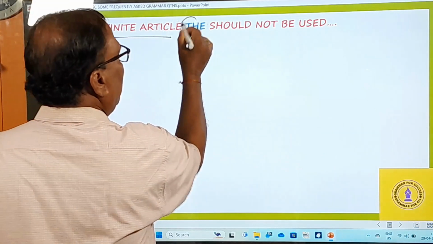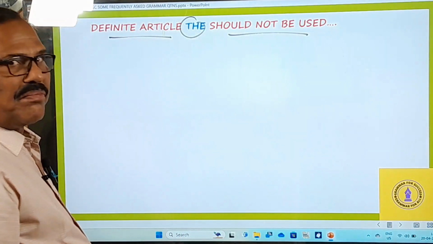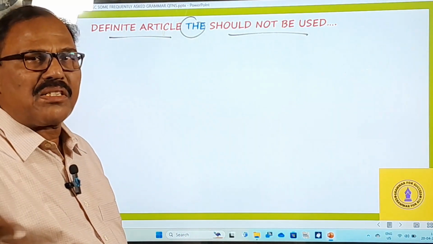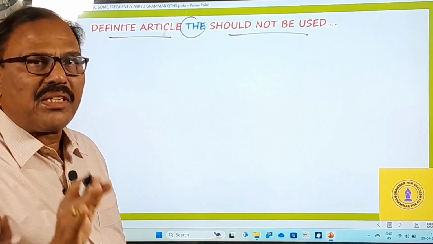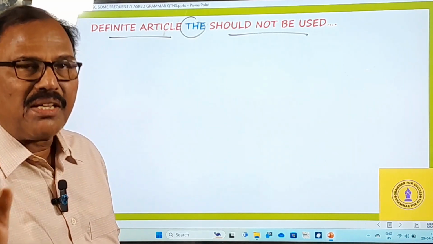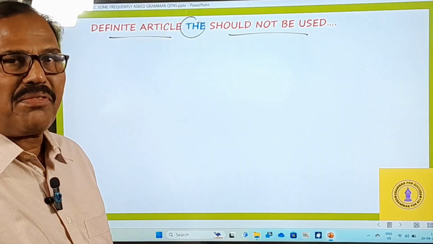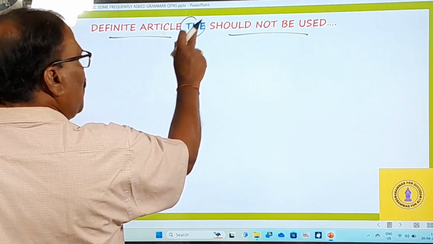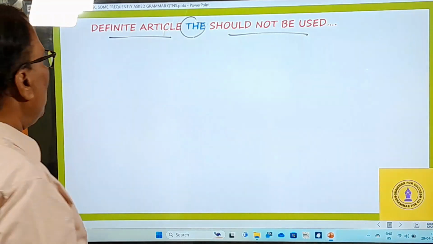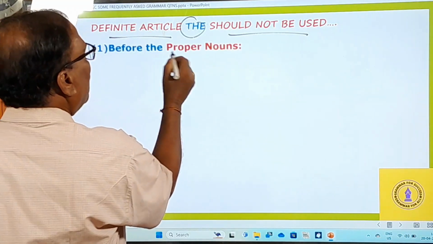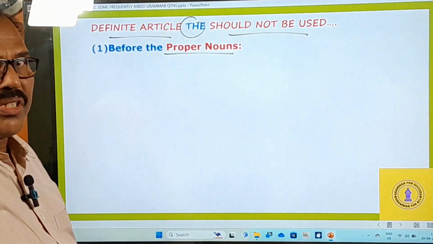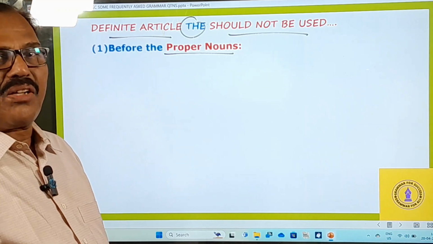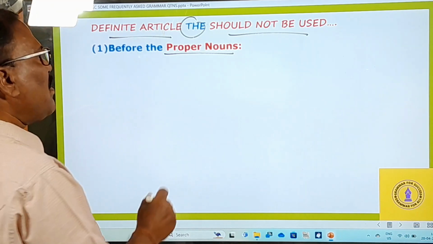Definite article 'the' should not be used. Omission of articles means where the articles should not be used, right? And here, where should the definite article 'the' not be used? The very first one is this: before proper nouns, we should not use any definite article. Proper nouns means what?